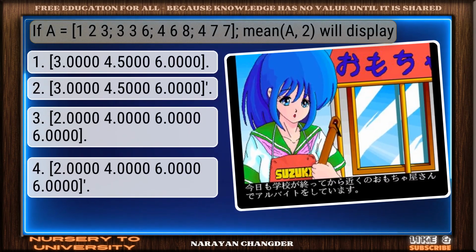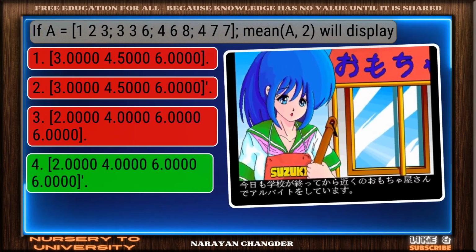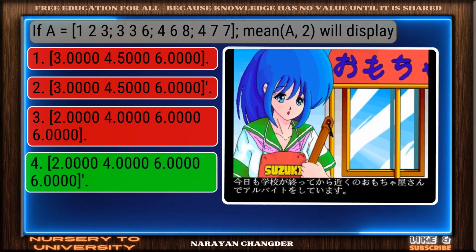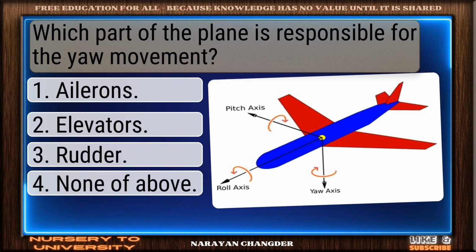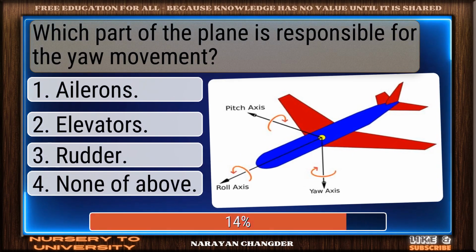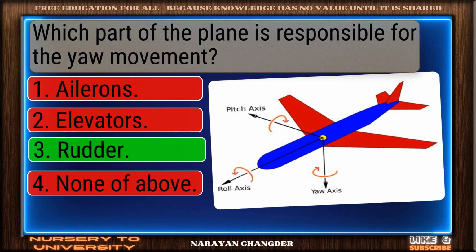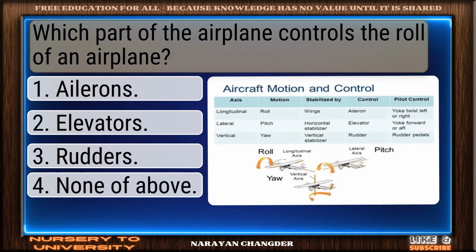If a equal to mean will display. Excellent choice is the right answer. Which part of the plane is responsible for the yaw movement? Smart pick. Rudder is the correct choice.